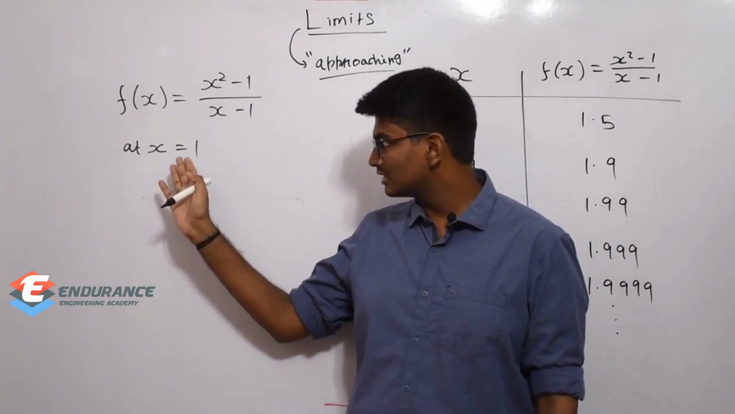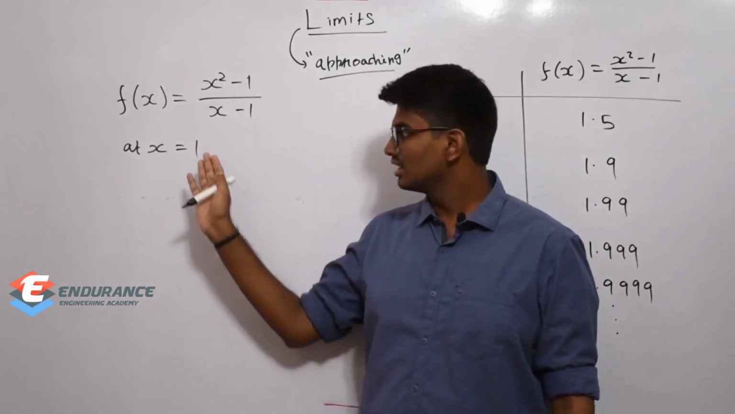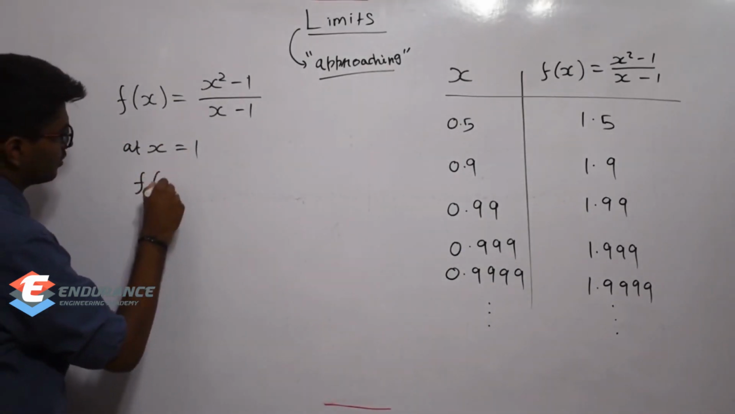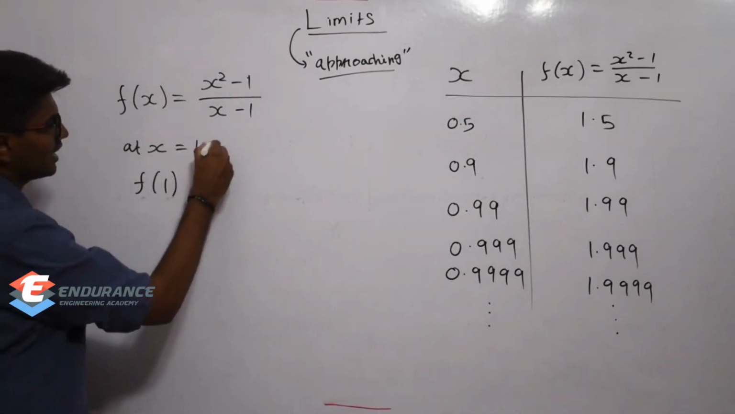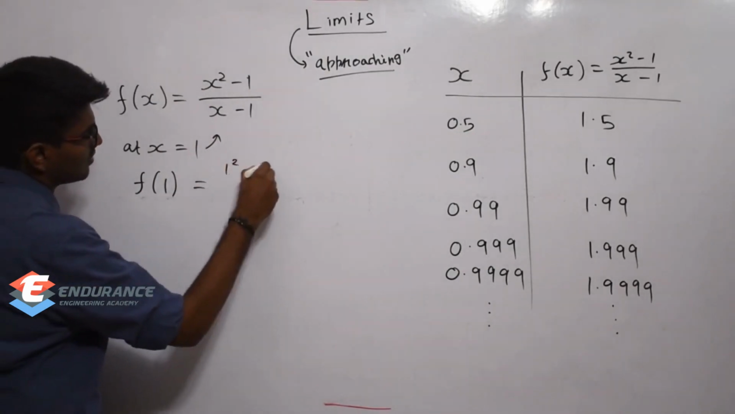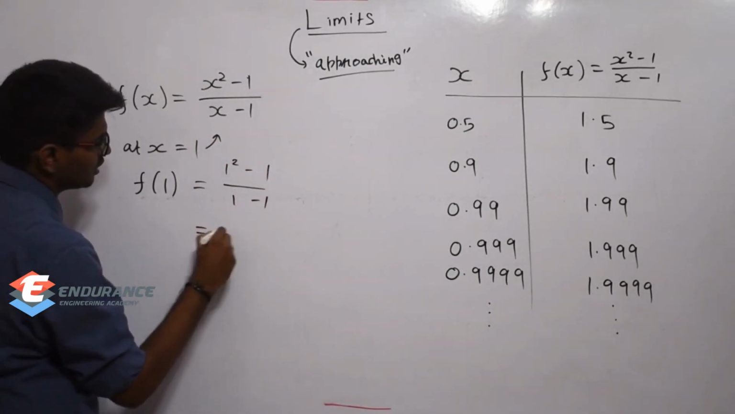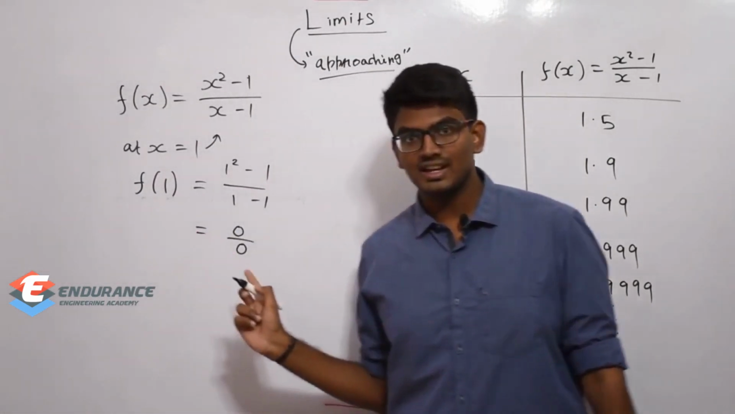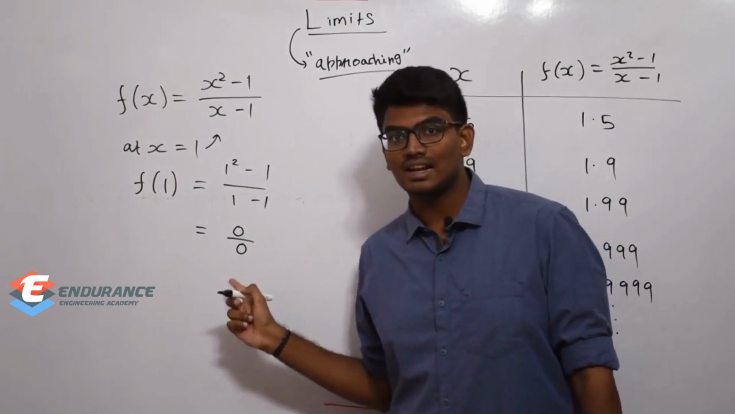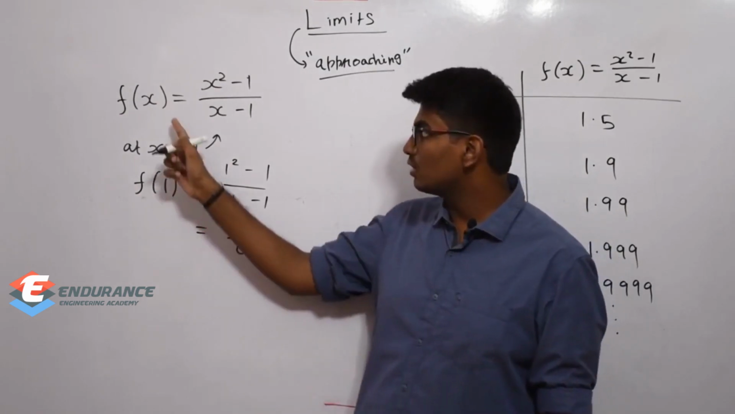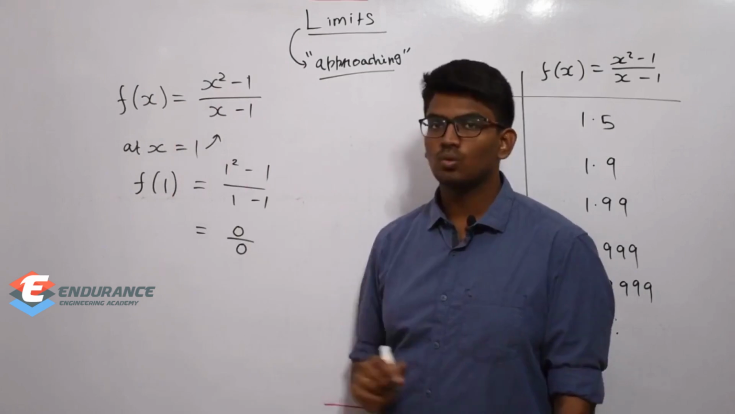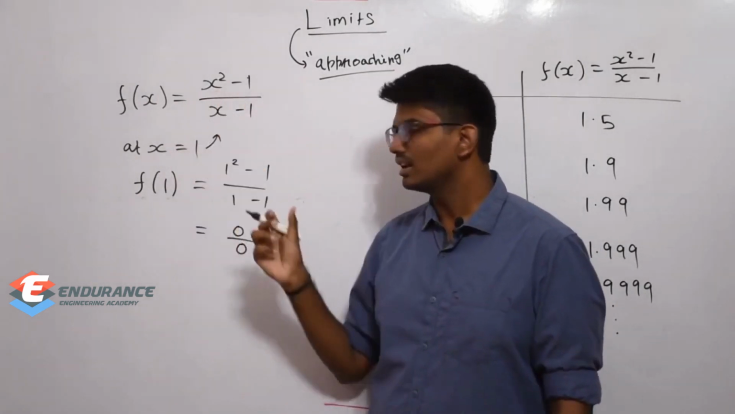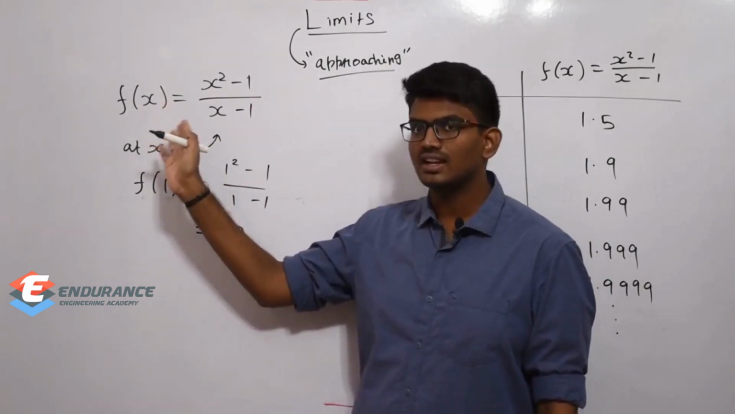If I substitute x equal to 1 here, what happens? My f of 1, wherever x is there, I need to substitute 1. So 1 square minus 1 by 1 minus 1, which is equal to 0 by 0, which is obviously undefined, indeterminate, which we don't know what the value is. We cannot find the value of f of x when x is equal to 1 directly by substituting x equal to 1 here.